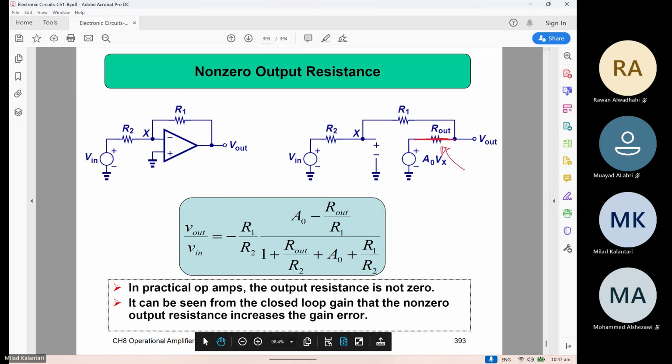It seems this Rout is kind of in series with this R1 when we were calculating the gain. So it makes some error from the original gain that was just this. And it also has more effect once you are driving some load resistance, right? Once you are driving the load, then this Rout becomes more important, right?